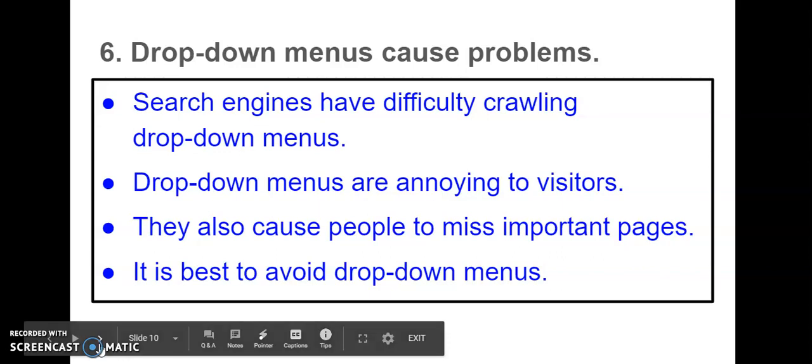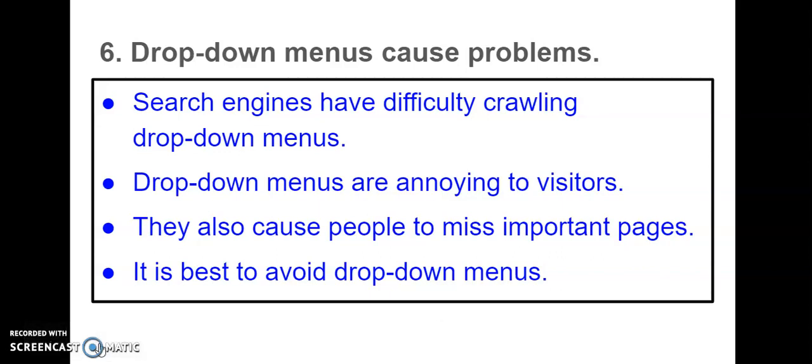Number 6, drop-down menus cause problems. Search engines have difficulty crawling drop-down menus. Drop-down menus are annoying to visitors. They also cause people to miss important pages. It is best to avoid drop-down menus.